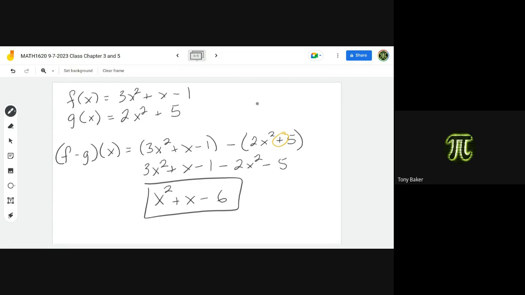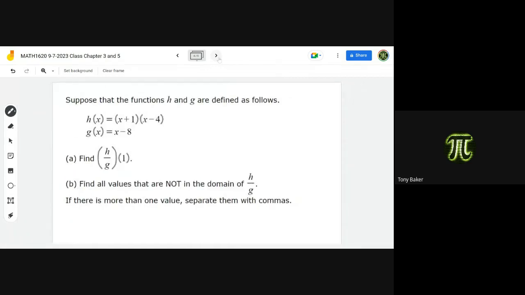Okay. All right. So in this one, they want us to do h divided by g, and then they also add in the 1 there. So division, this one's pretty straightforward. We'll have a little more complicated one in a minute. So we have x plus 1, x minus 4, divided by x minus 8. Nice thing, this one's completely in factored form at this point, so we can see easily if we have to cancel things out. There's nothing I can cancel out in this problem.